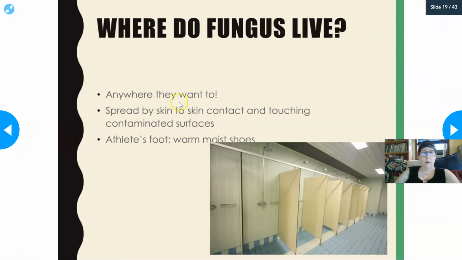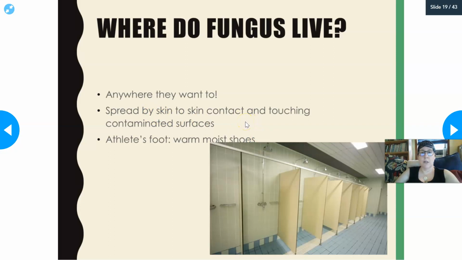Anywhere they want to. They can literally survive in any kind of environment. The more moisture and warmth they have, the better they live. But they can live from one pole to the next, from North Pole to South Pole through the tropics, in any kind of environment. They don't have to have us to survive. They can live in the soil, and trees, and animals, on surfaces, anywhere. They can even eat and break down rubber and stuff. It's crazy. So they live anywhere they want to.